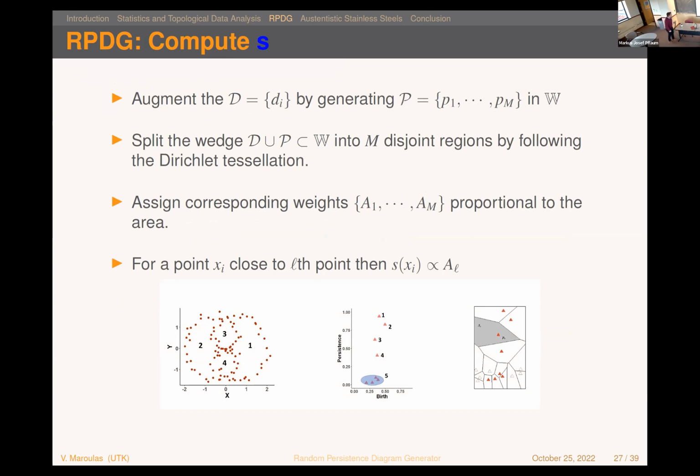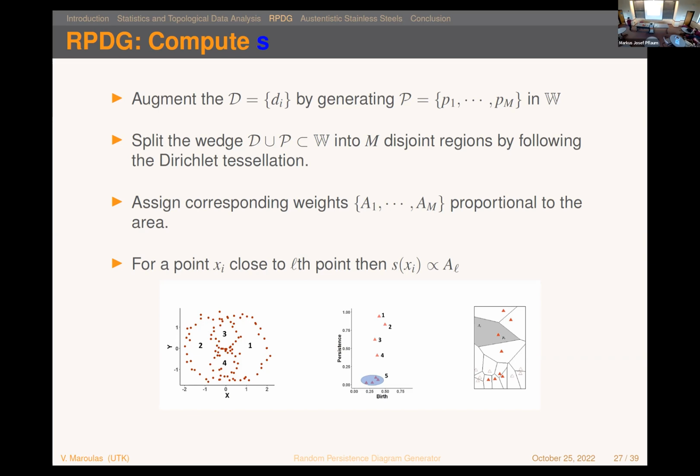I'm going to talk about this noisy thing. This is the persistence diagram here. What we do is we augment the original space. So the triangles here are these triangles that you see right here. But I augment the points in that space, in that domain, in the wedge, by various different points. And then what I'm going to consider is what I say here, Dirichlet tessellation. Think of it as Voronoi tessellation. And I'm going to assign weights which are proportional to the area.